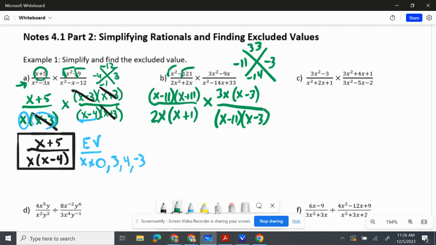Now the next part is we see what we can cancel, and the x minus 11s cancel. The x's cancel. The x minus 3's cancel. So we have a 3 and then an x plus 11, and then we have a 2 and an x plus 1.